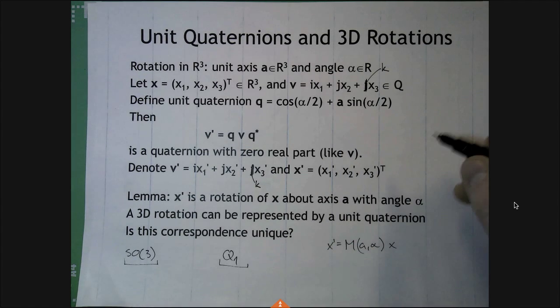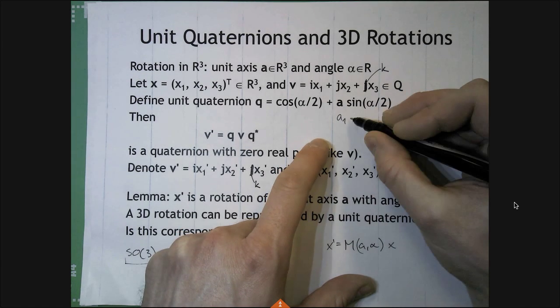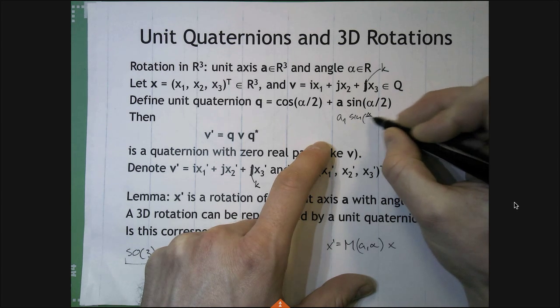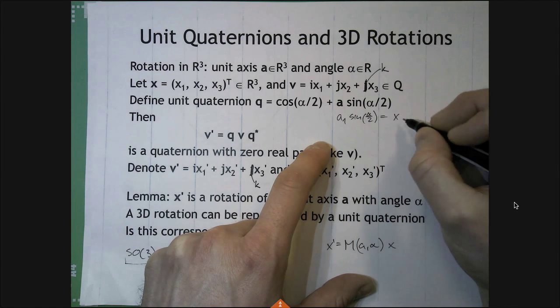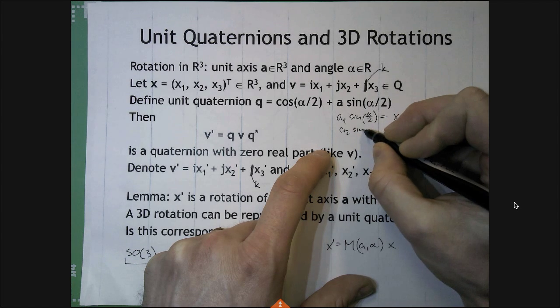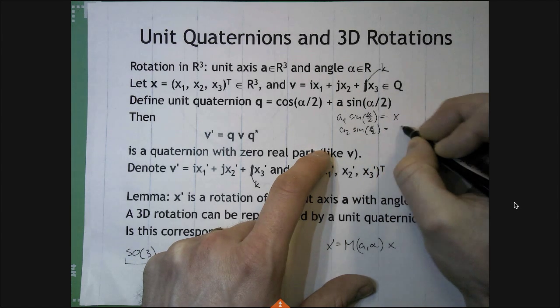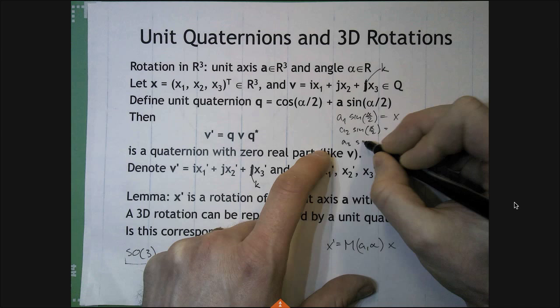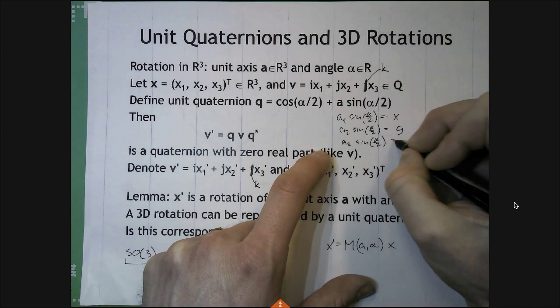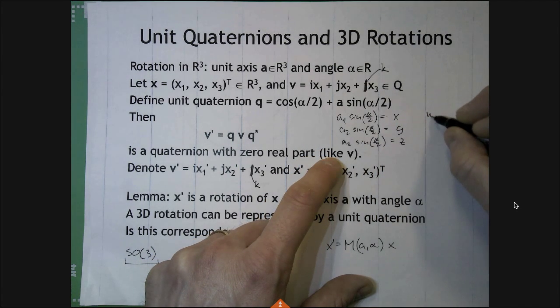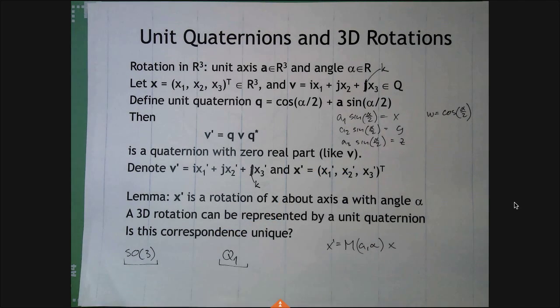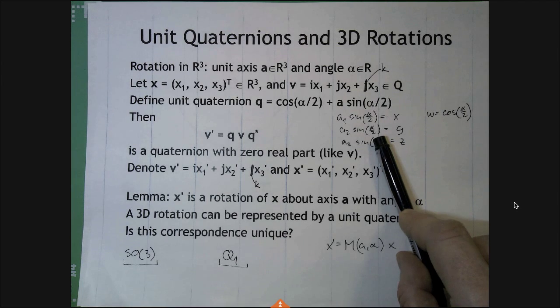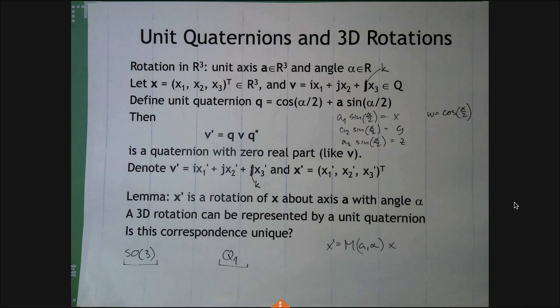Maybe I can write it explicitly. If this is like A1 sine alpha half, that would be the X. A2 sine alpha half, that would be the Y. I guess that's a good question. A3 sine alpha half, that would be my Z, right? And my W would be, of course, the cosine alpha half, right? So the things you have there, they are this, right? It's just an interpretation of the numbers.